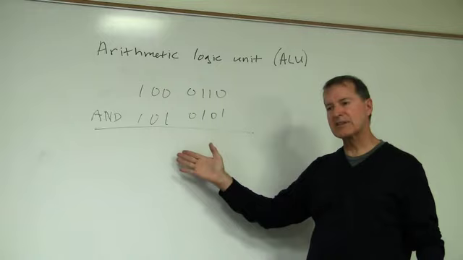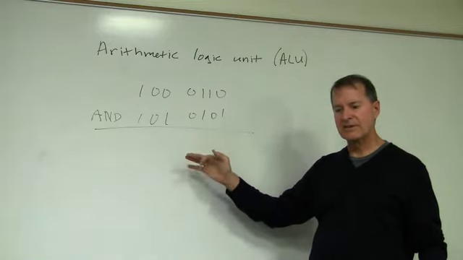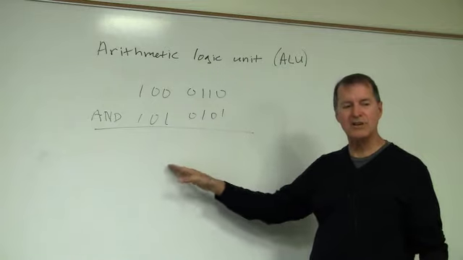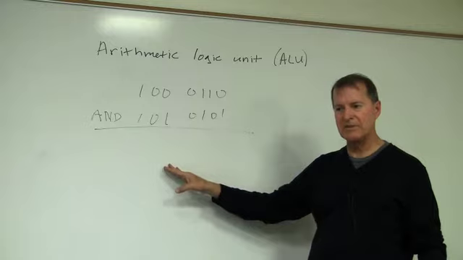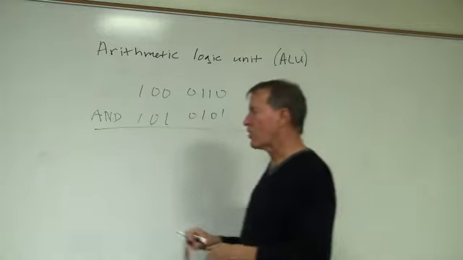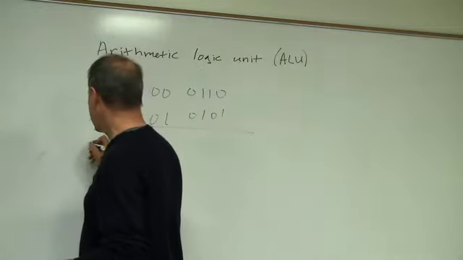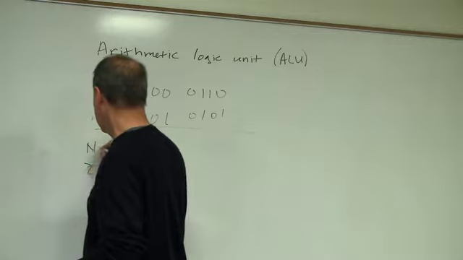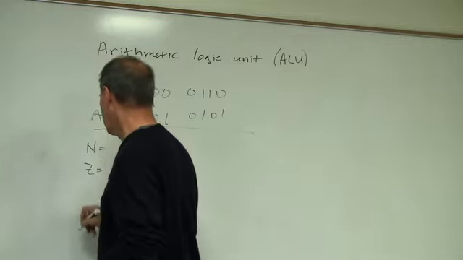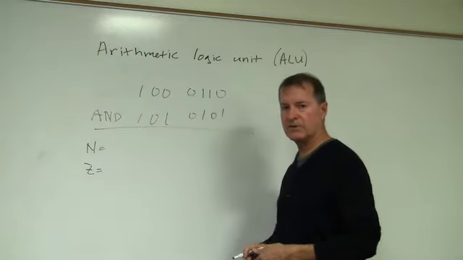But you can still test this to see if the result is either all zeros or has a 1 in the sign bit. But the concept of carry and overflow doesn't make any sense. So the only two bits that are affected whenever you do an AND are N and Z. So V and C are unaffected whenever the computer does an AND.